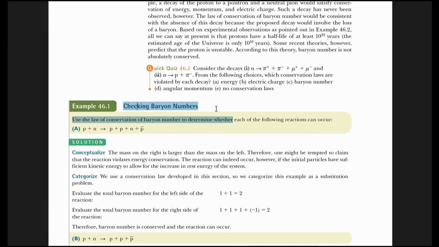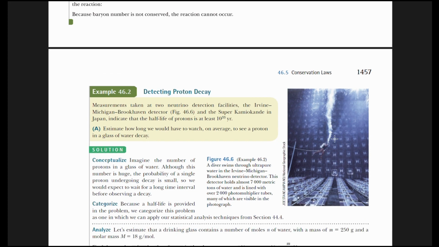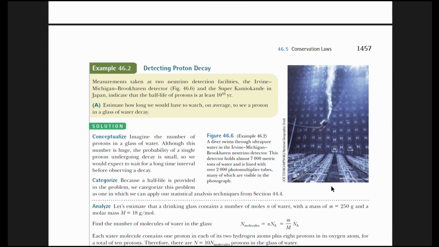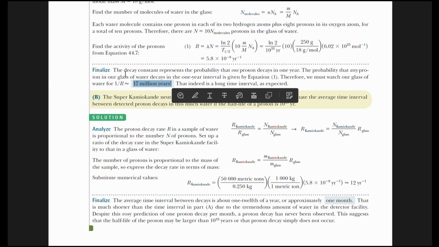Cool. Checking baryon numbers. First kind of example here. Detecting proton decay. Look at this. What is this picture here? Is this a scuba diver? And he's surrounded here with a bunch of plates. Interesting. 17 million years in blue, and they put an exclamation point.